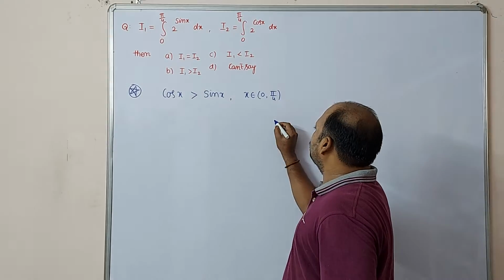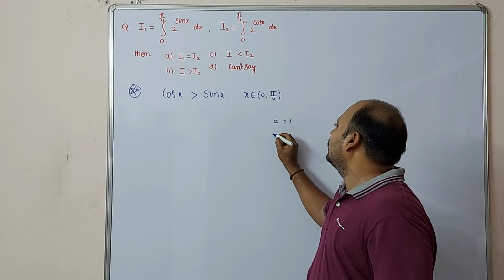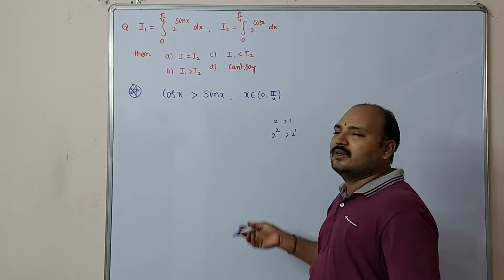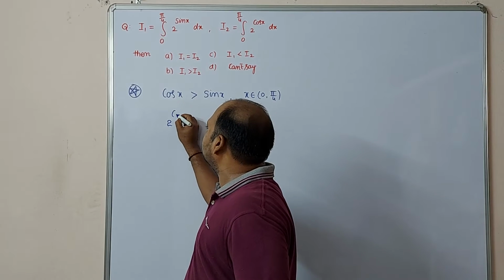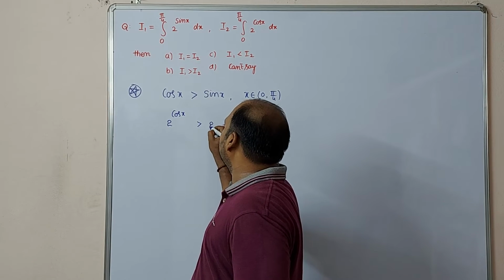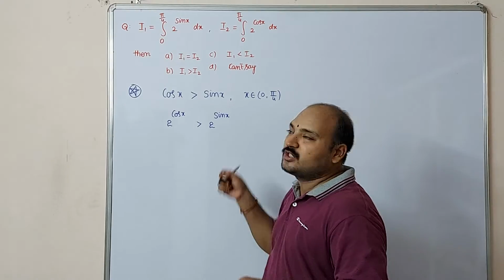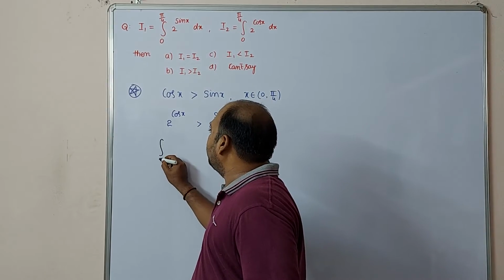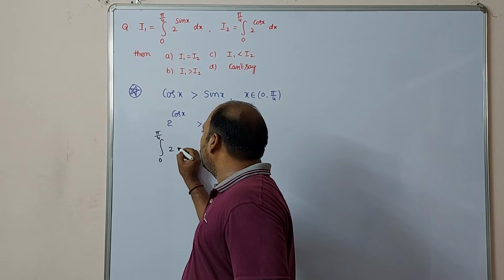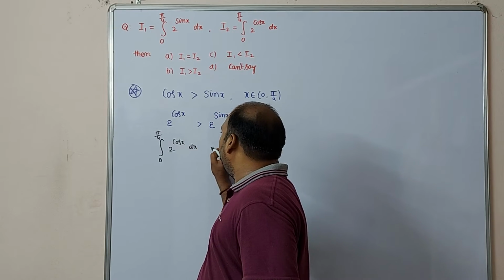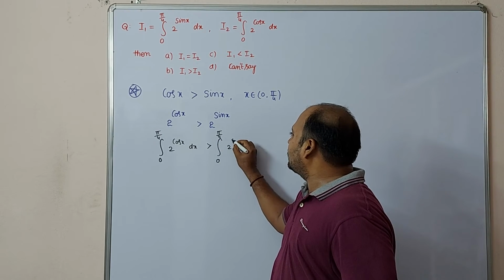Generally, suppose 2 is greater than 1, you know, obviously. So power raised to 2, 2 power sin x, 2 power cos x is there. So 2 power 2 is obviously greater than 2 power 1, 4 is greater than 2, you know. Similarly, 2 power cos x is greater than 2 power sin x. Taking integration on both sides with respect to x with limits 0 and pi by 4, the integral 0 to pi by 4 of 2 power cos x dx is greater than the integral 0 to pi by 4 of 2 power sin x dx.